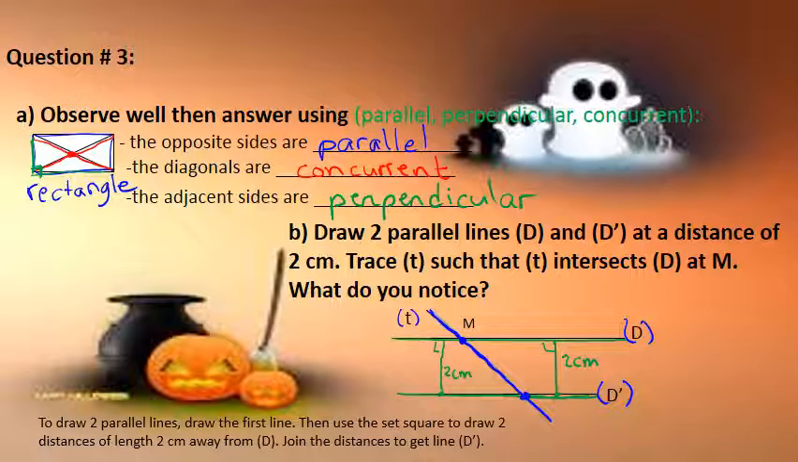So to draw two parallel lines, we draw the first line, then we use the set square to draw two distances of length 2 centimeters away from D. We join the distances to get line D prime. Also, if T intersects D, then line T intersects D prime because D and D prime are two parallel lines, and this is a rule.